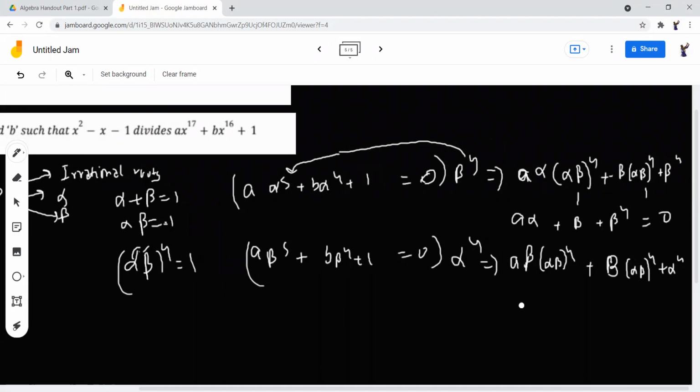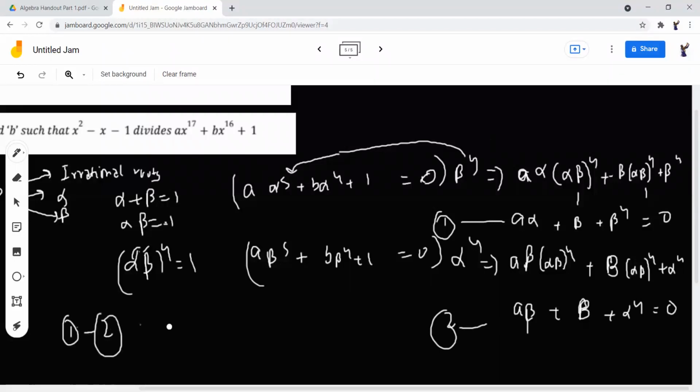And what I get here is a beta plus b plus alpha power 4 equals to 0. So I get these two equations here. Let me take this equation as 1 and this equation as 2. And when I'm subtracting 1 minus 2, I get a into alpha minus beta equals to alpha power 4 minus beta power 4. I have sent the beta power 4 and alpha power 4 to the other side so that it becomes positive.